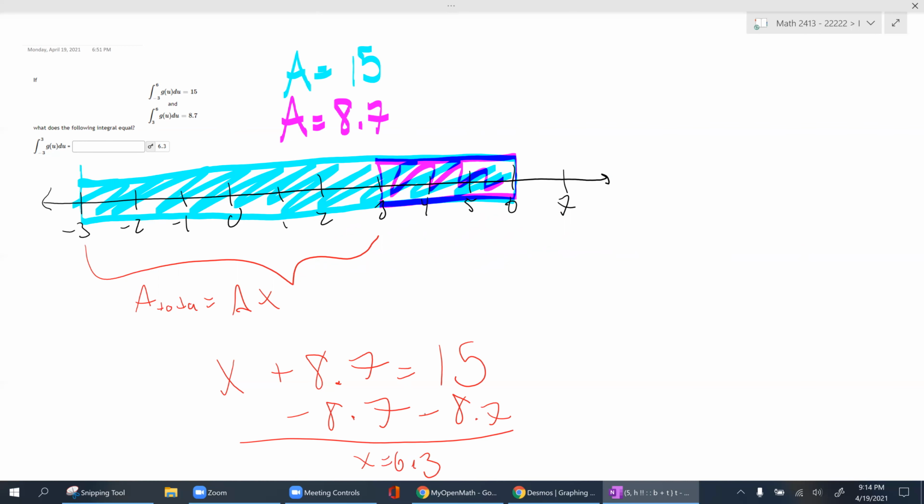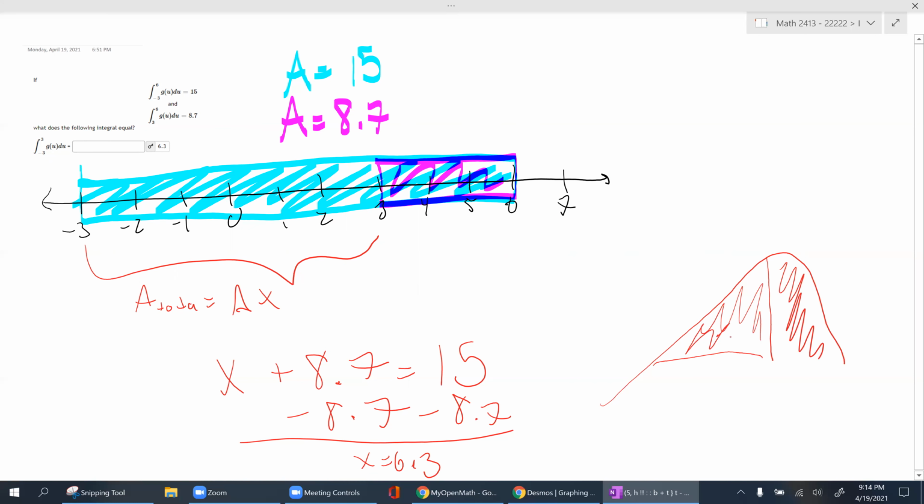And this is an area. We're dealing with area, so probably my curve looks something like that, where the far right point had a big chunk, 8.7 in the entire. This other left part was less area between there and there, but it was 6.3.